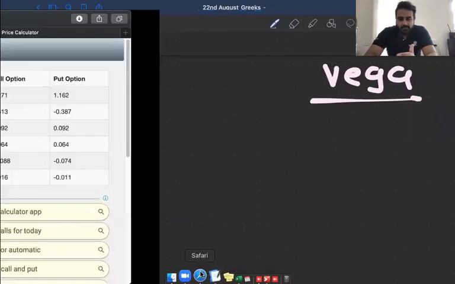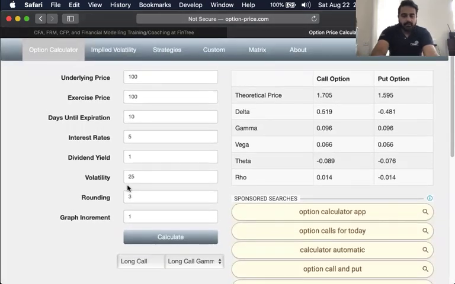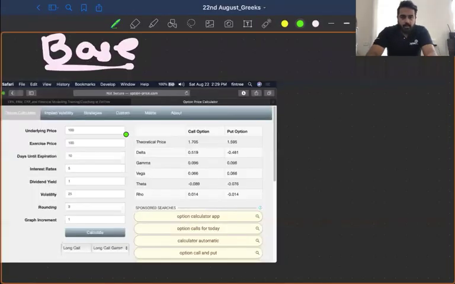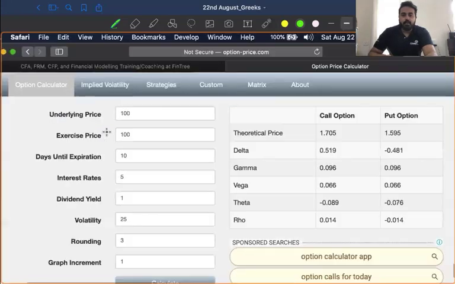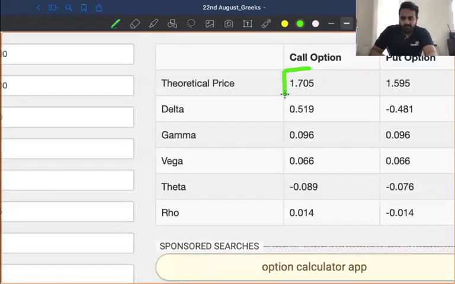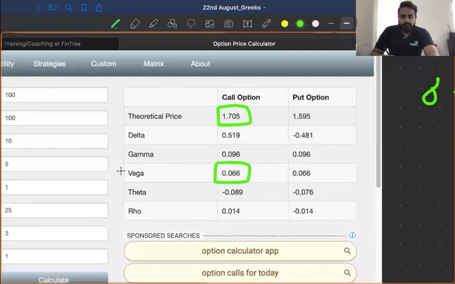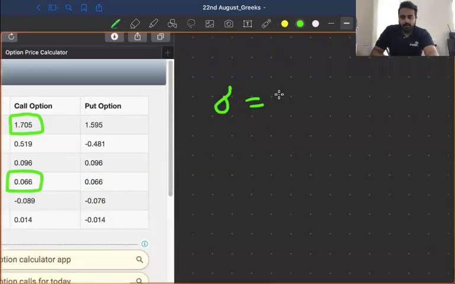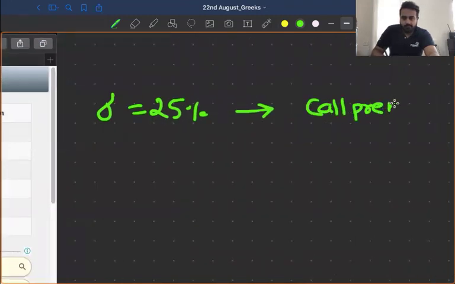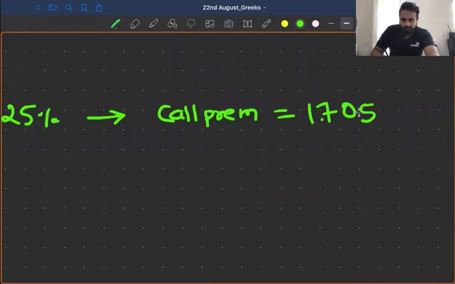So we'll go to the same option price website and we will build a base case scenario. Okay. So let me take a screenshot of this. All right, so observe these now. We have underlying price, exercise price. We have a volatility of 25% and the current price of the call option is very low, just 1.70, and it has a Vega of 0.066. Now, what does it really mean? It means when the current level of volatility is 25%, the price of the option, so call option premium, is 1.705.